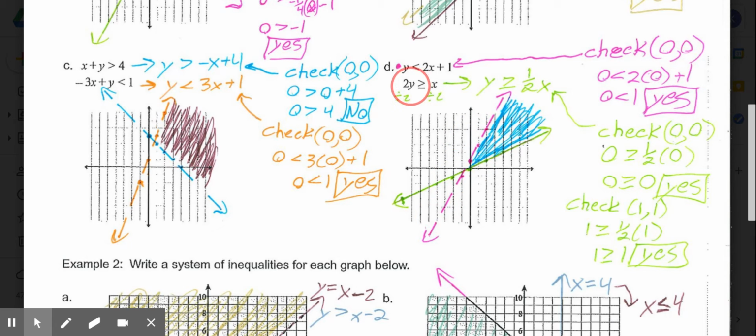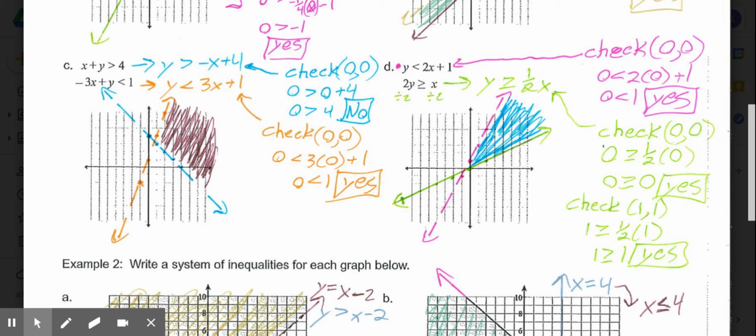Now for the bottom equation, to solve for y, we divide both sides by 2. So y is greater than or equal to 1/2 x. And it would technically be a plus 0 here. Nothing's there. So that tells me my y-intercept is at 0, 0. My slope is 1/2, so up 1, right 2. Up 1, right 2, drawing our solid line.